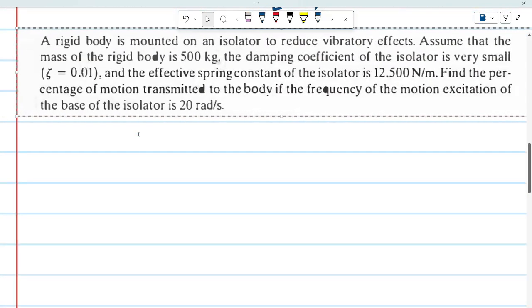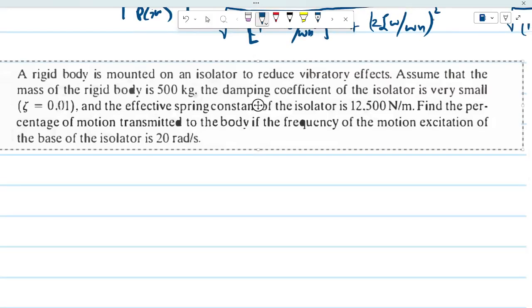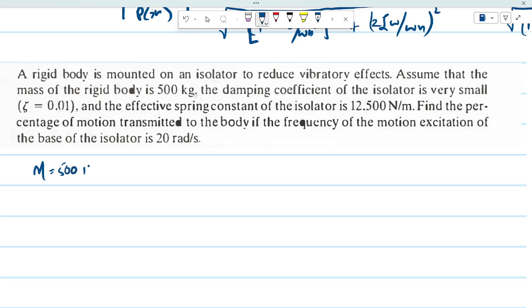So assume we have a rigid body that is mounted on an isolator to reduce vibratory effects. Assume that the mass of the rigid body is 500 kilograms. So we have capital M equal to 500 kg, and the damping coefficient of the isolator is very small. So we have the damping coefficient equal to 0.01, and the effective spring constant is 12,500 Newton per meter.